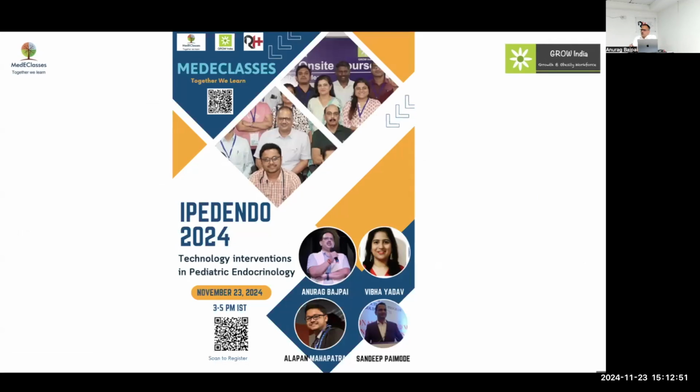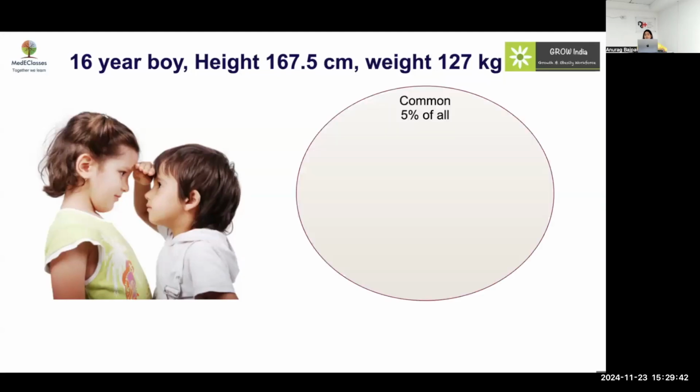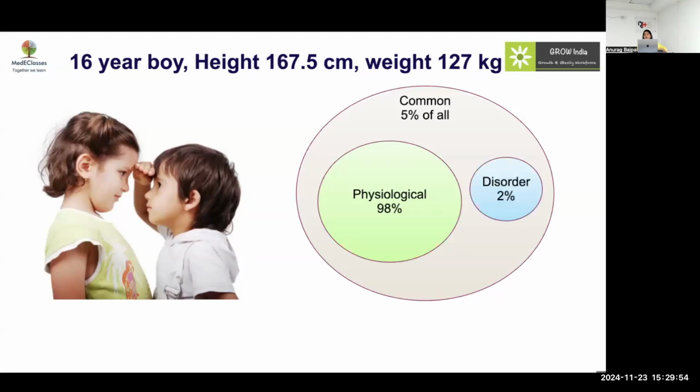So what we're going to do today is to try to cover a wide variety of pediatric endocrinology and how our tools can help us. I have a 16-year-old boy whose height was 167.5 centimeters and weight 127 kg. And we know that obesity is common. It is 5% of all the population coming to our OPD, and most of them, 98%, are physiological. Only 2% have pathological obesity.